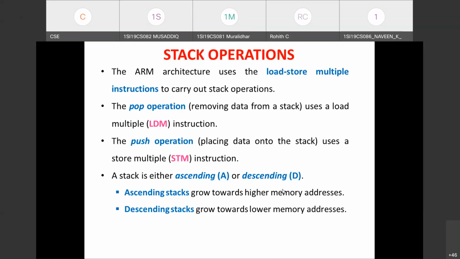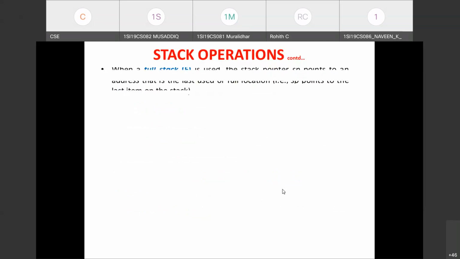What actually is meant by full stack is that the stack pointer will be pointing to the last element inserted. That is full stack. So where SP will be pointing to in case of full stack, it points to the address that is last used, or it points to the address where the last data item is inserted. So that's what I've mentioned in this point. For a full stack, in brackets I've given F, this is the letter we will use to indicate full stack, where the stack pointer will be pointing to the address that is last used or full location, meaning SP points to the last item on the stack. This is about full stack.